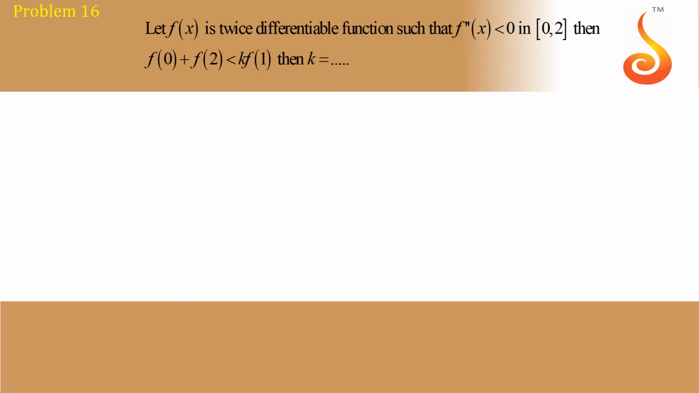Next problem. Let f of x be a thrice differentiable function such that f double dash x less than 0 in closed interval 0, 2. Then if f of 0 plus f of 2 less than k times f of 1, then k equal to how much is the question? Now you know there is a twice differentiable function and f double dash x is less than 0 in between closed 0 to 2. So there is no discontinuity. It is a continuous function in 0 to 2.